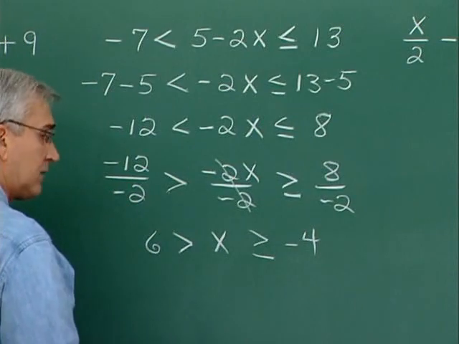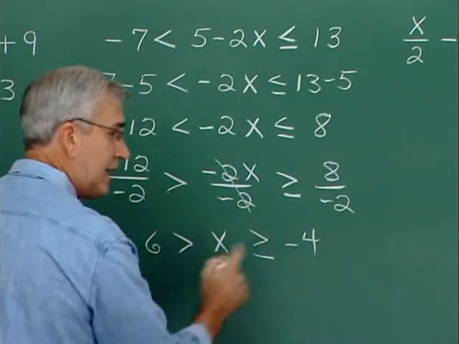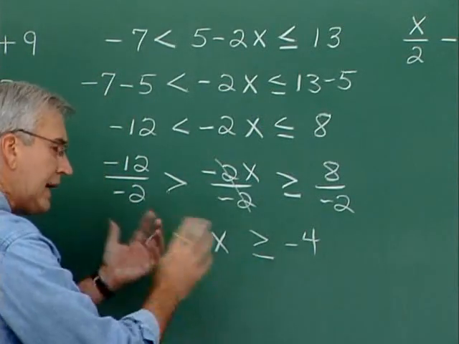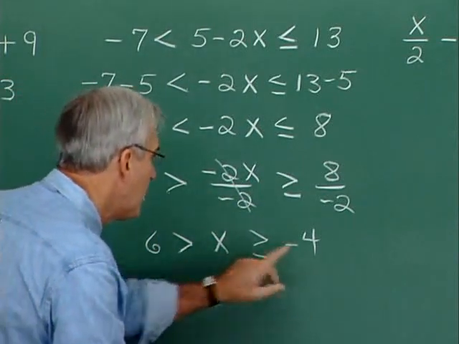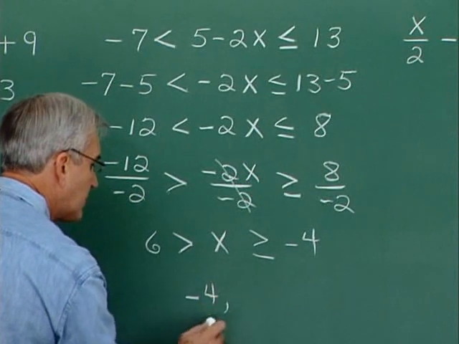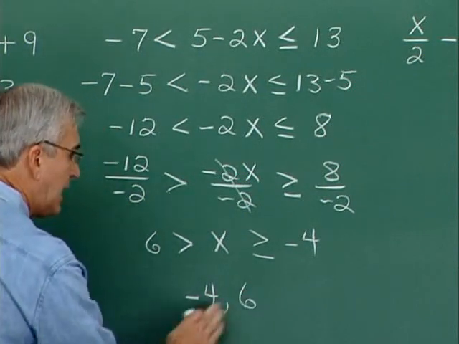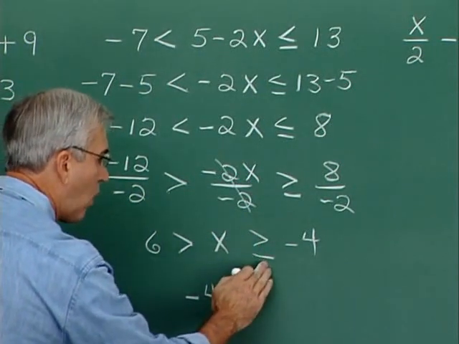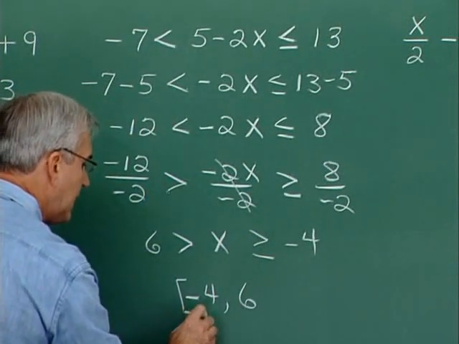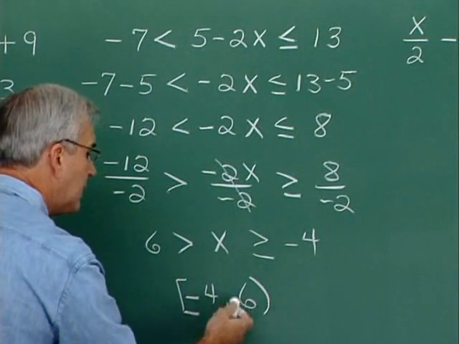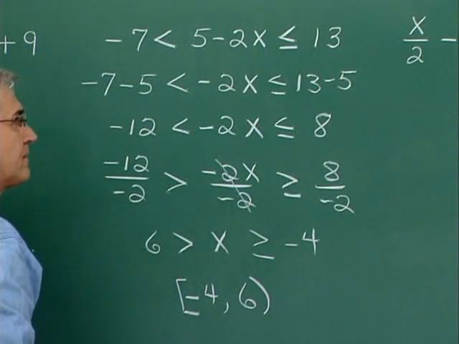So this is the interval from 6 to negative 4. Gee, we usually write interval notation with the smaller number to the left, you see. And so we would write the negative 4 like this, and then the 6. And now x is greater than or equal to the negative 4. So negative 4 is included in this interval. 6 is not included, so this would be the interval notation.